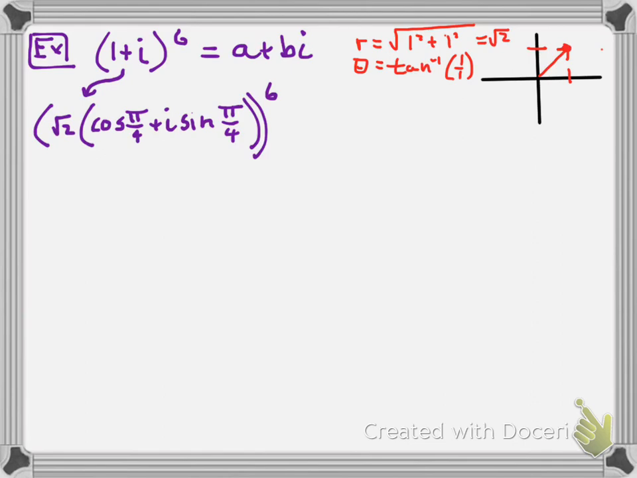How'd you get the square root of 2? The radius of the number. It's the absolute value. Right? Square root of 1 squared plus 1 squared, which is square root of 2. All right? Step by step.